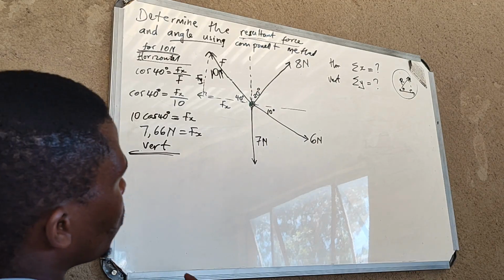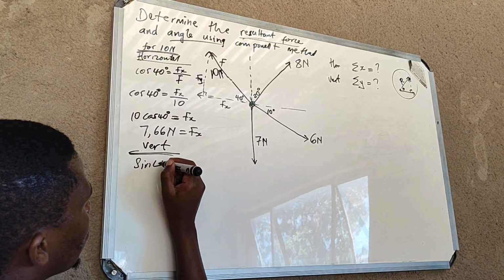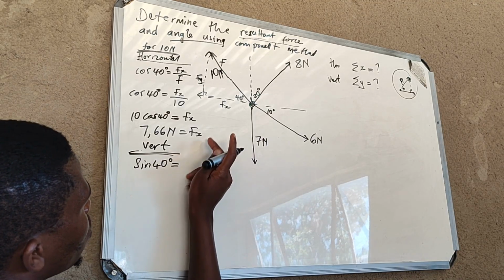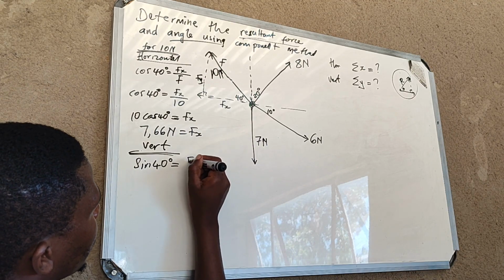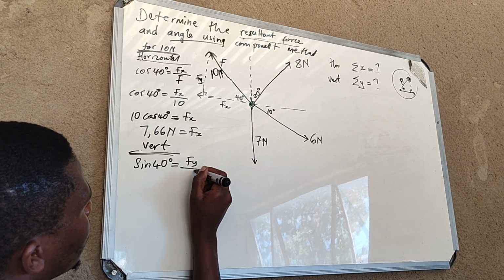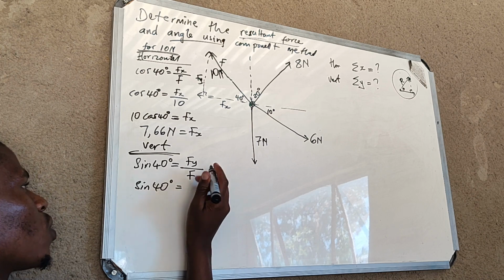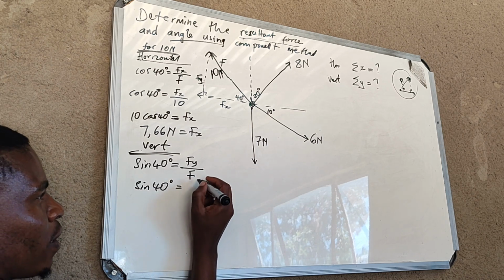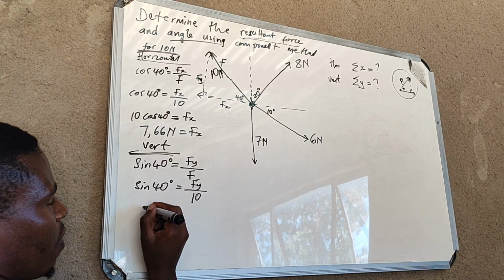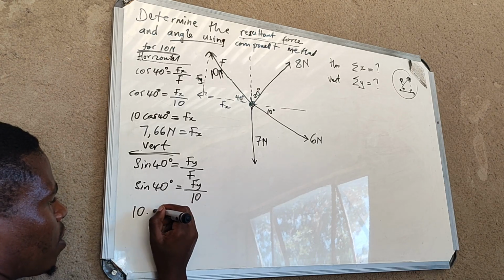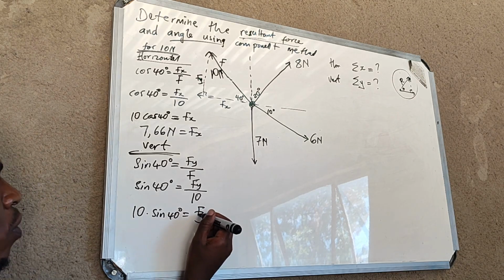So vertically, obviously we use sine again. Sine of 40 degrees equals, sine is opposite, which is fy over f. So the sine of 40 degrees equals fy, which is what we're looking for. Then f is 10. So when you simplify further, it will be 10 multiplied by sine of 40 degrees equals fy.